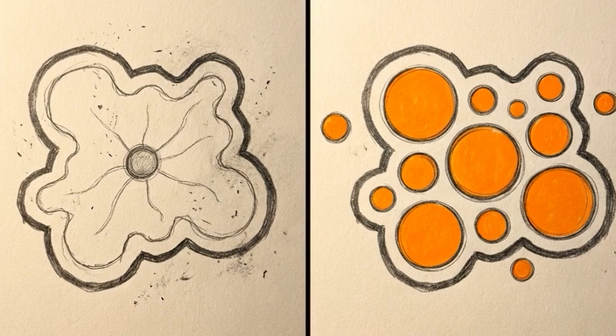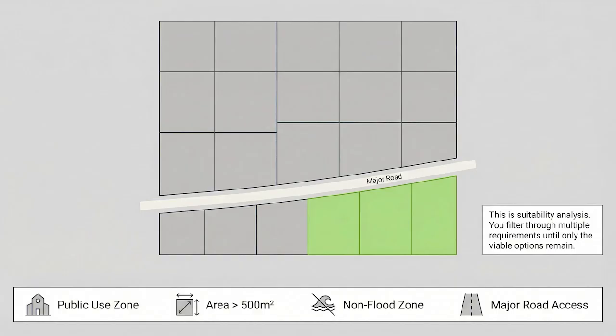happening in those zones. With our priority zone defined, our third sub-question asks, which specific sites inside this boundary can physically house an ambulance station? We filter this grid of land parcels using suitability analysis. We apply strict physical criteria. The land must be zoned for public use, have a minimum of 500 square meters, sit outside flood zones, and have major road access. 20 parcels go in, and only 3 viable candidates come out.